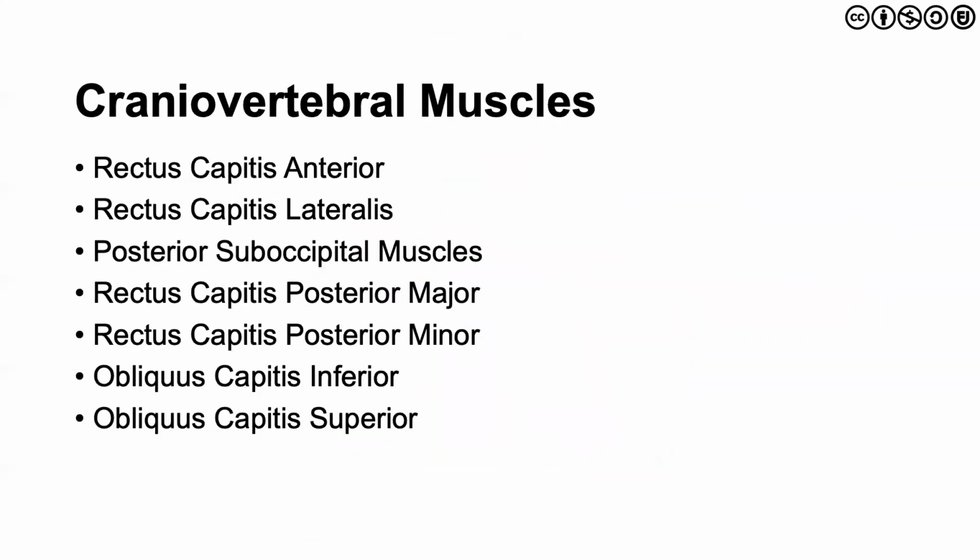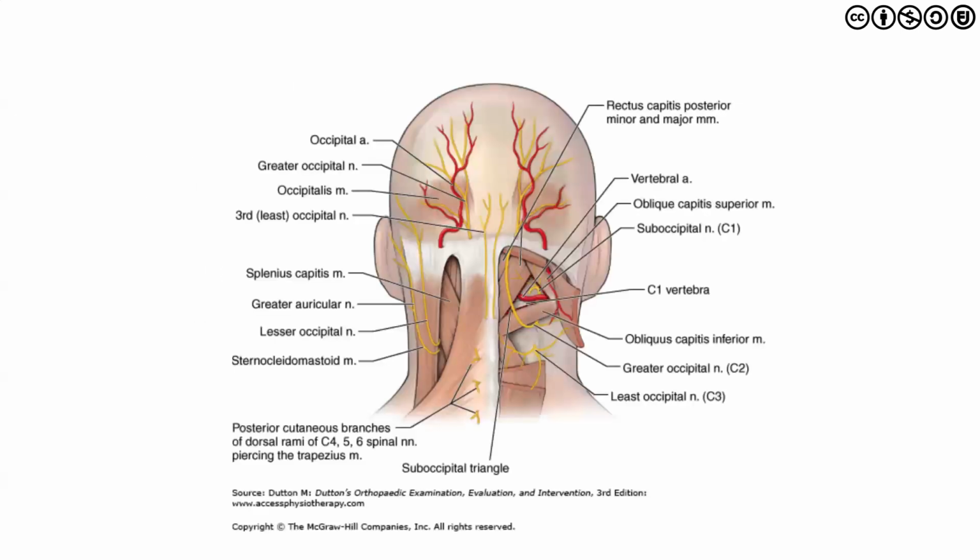There are several craniovertebral muscles that we want to mention. These include rectus capitis anterior and lateralis, the posterior suboccipital muscles, rectus capitis posterior major and minor, the obliquus capitis inferior and superior, and those are illustrated for you here with this image from Dutton's text. You can see how these are overlaid one on top of the next. They're very close in terms of proximity to vasculature and neurologic structures, and so individuals who are dealing with cervicogenic headaches or craniovertebral origin related headaches oftentimes will have these structures as a focus of an interventional plan of care.